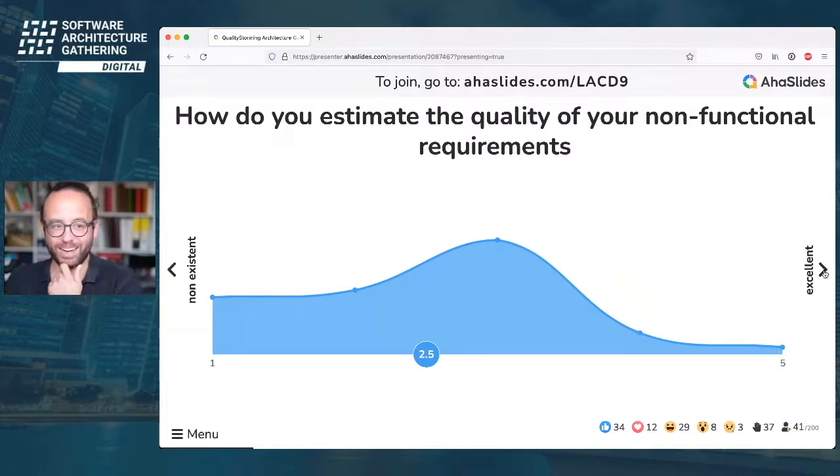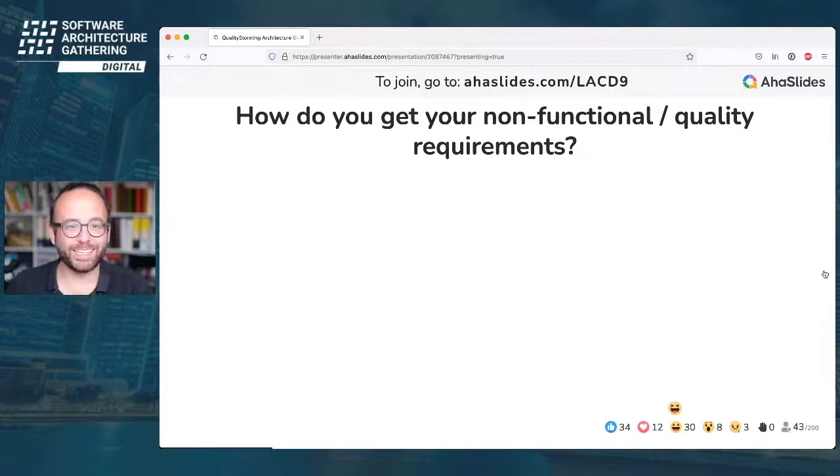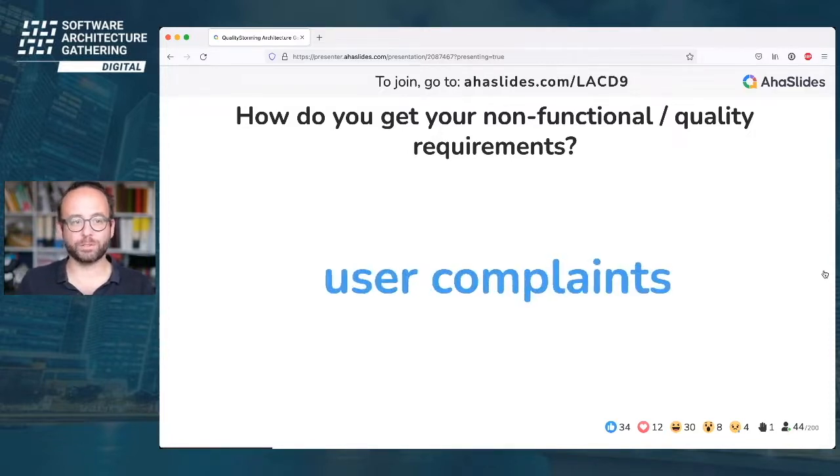Let's move on to the next question that I have for you folks. How do you actually get your non-functional or quality requirements for your code, like information about availability, scalability, maintainability, security, and so on? What's the path that those requirements reach you as developers or architects? User complaints.